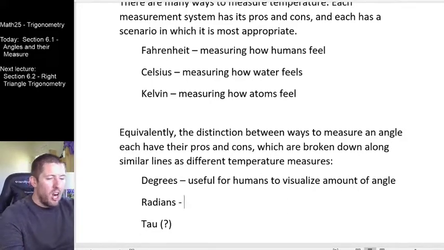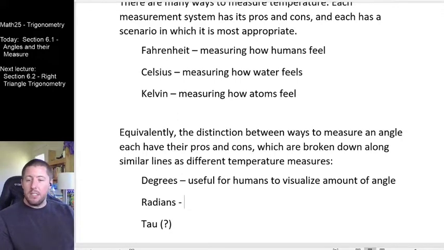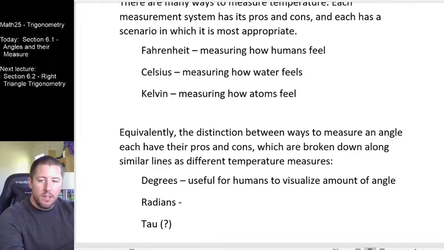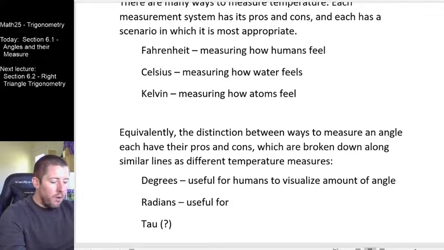Radians, on the other hand, are maybe slightly less useful for that. We're going to define radians in a minute and do some computations with them, so I just want to state why there are these distinctions. Part of our justification for why we like radians so much is a bit tied to calculus. It makes some things work out nicer for calculus. The bottom line is that this is more useful for computations with angles.